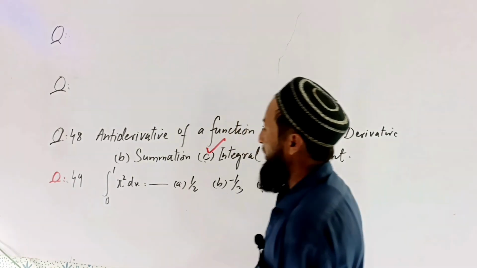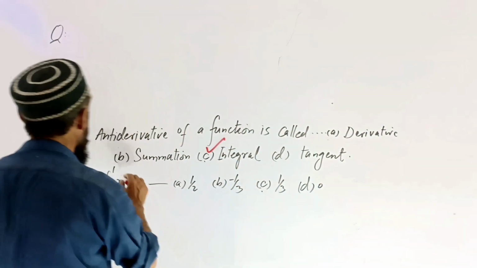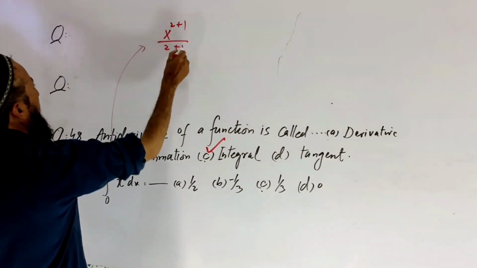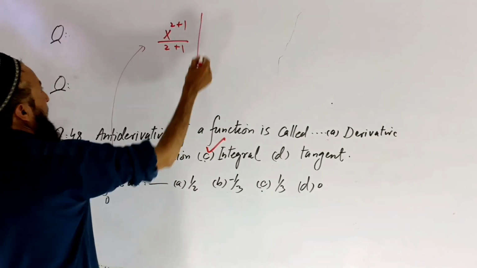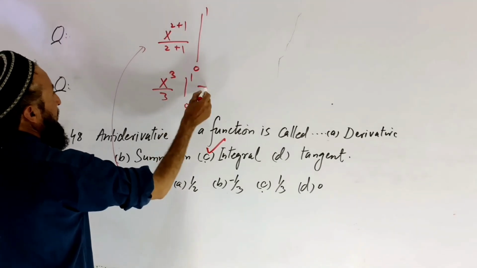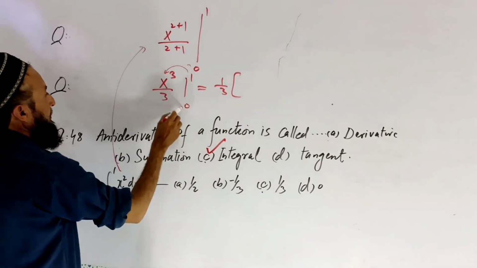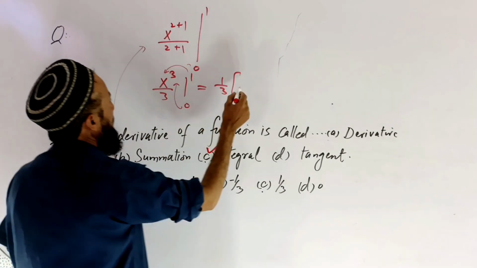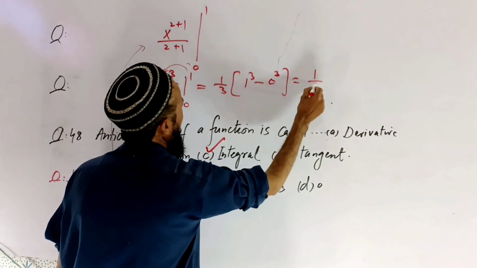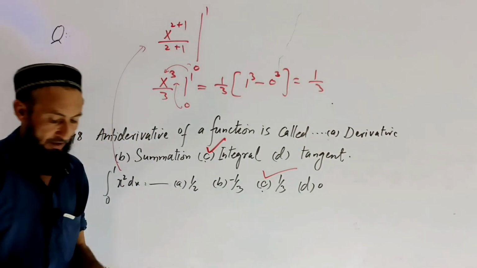Integration of question number 49, integral from 0 to 1 of x square dx. First of all, we can use the formula: x to the power 2 plus 1 divided by 2 plus 1, with limits 0 and 1 applied. So we get x cube divided by 3 from 0 to 1. First we put the limit 1, then replace it with 0. So 1 cube minus 0 cube. So we get 1 divided by 3 as the correct answer. Option C is the correct option.